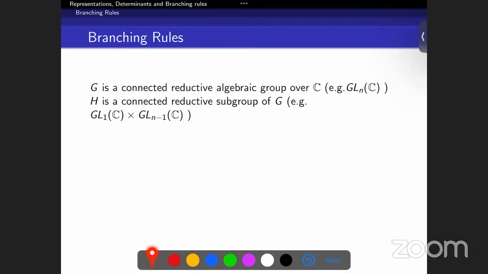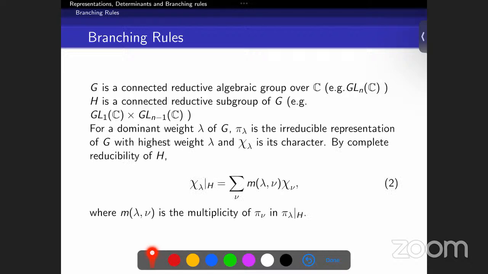All right. Now let me give you the formal definition of branching rules. So if G is a connected reductive algebraic group and H is a connected reductive subgroup of G, then for all reasons and purposes, you should always imagine GLN and GL1 cross GLN minus 1 over here. Now, as I said, one can have something like a dominant weight. For GLN, we saw the dominant weights were indexed by lambda 1 greater than or equal to lambda 2 and so on. So we've got a highest weight for G, and we have the irreducible representation. Then we look at the character for this, we restrict it to H, and again, we'll have these multiplicities coming in.